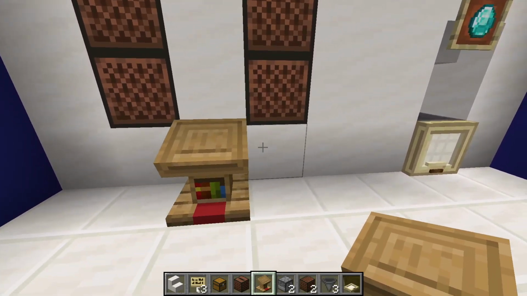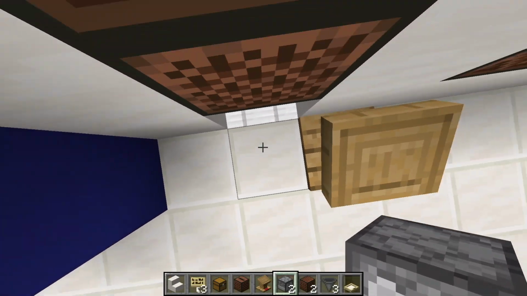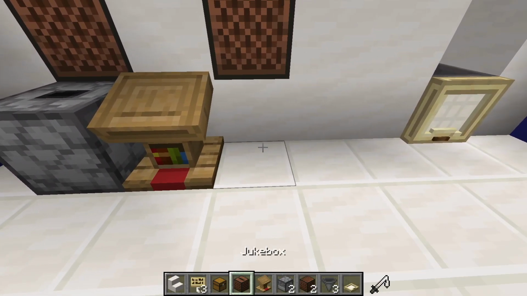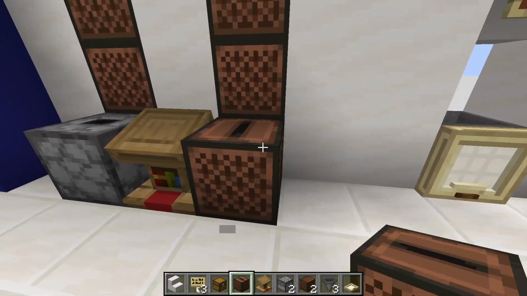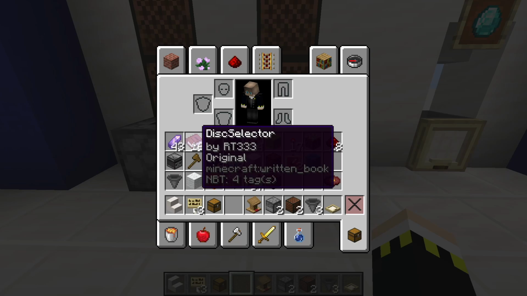We now add the lectern. We will add a dropper that looks like this, and we're gonna remove this block here so we can see the dropper. And we're gonna grab here the jukebox, and we will also remove the block behind it. And now it's the tedious part.